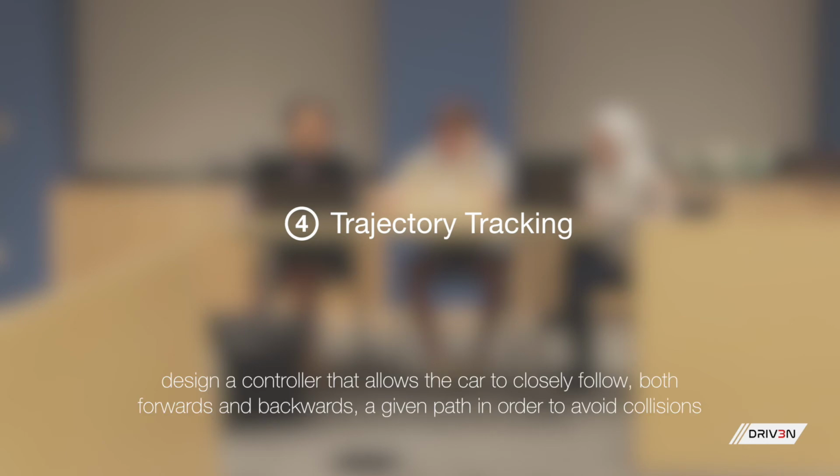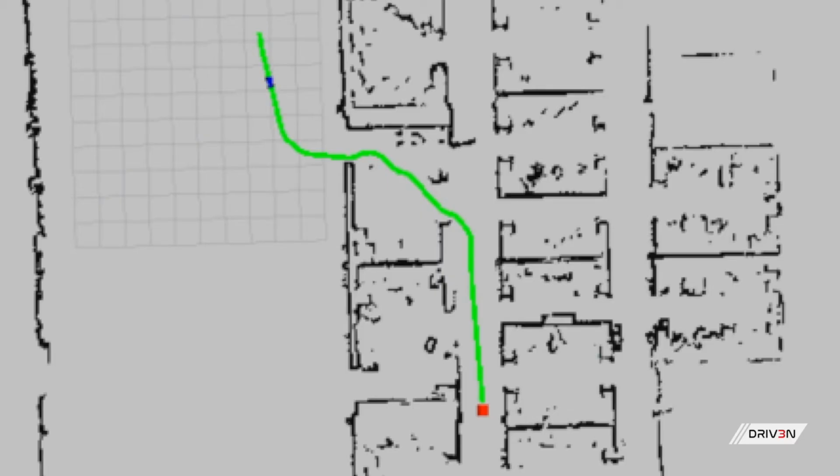The final piece of the challenge was to design a trajectory tracking controller that allowed the car to closely follow, both forwards and backwards, a given path. We implemented a follow the past algorithm, which uses pose and steering information provided by the trajectory, in addition to pure pursuit, to ensure accurate trajectory tracking.